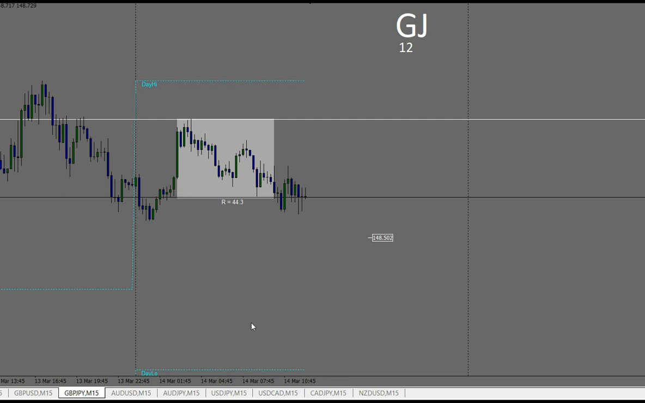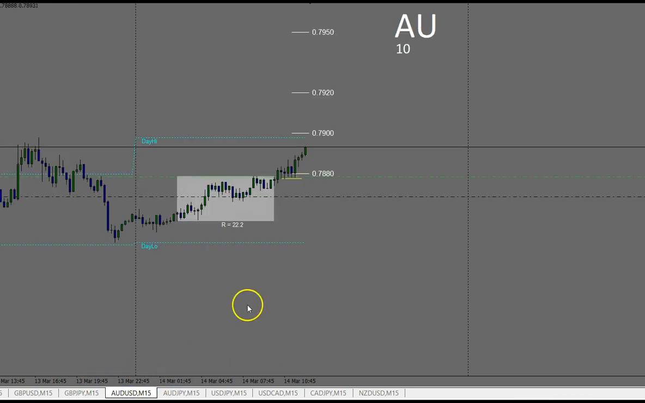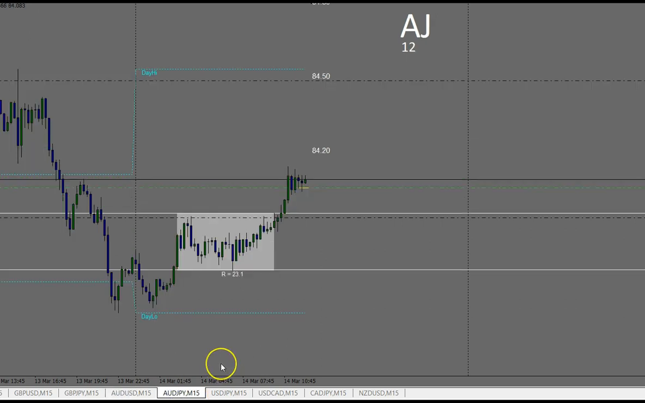GJ, I got stopped out on this. I took a trade on this, and on the same candle it reversed back and I lost 12 pips on the GJ. Australian dollar US dollar, still in that. That's showing profit at the moment, moving up very slowly, very gradually, but that's okay. Australian dollar, Japanese yen, still in this one, although it's not doing a lot. Price is going sideways, not seeing any follow through at the moment.